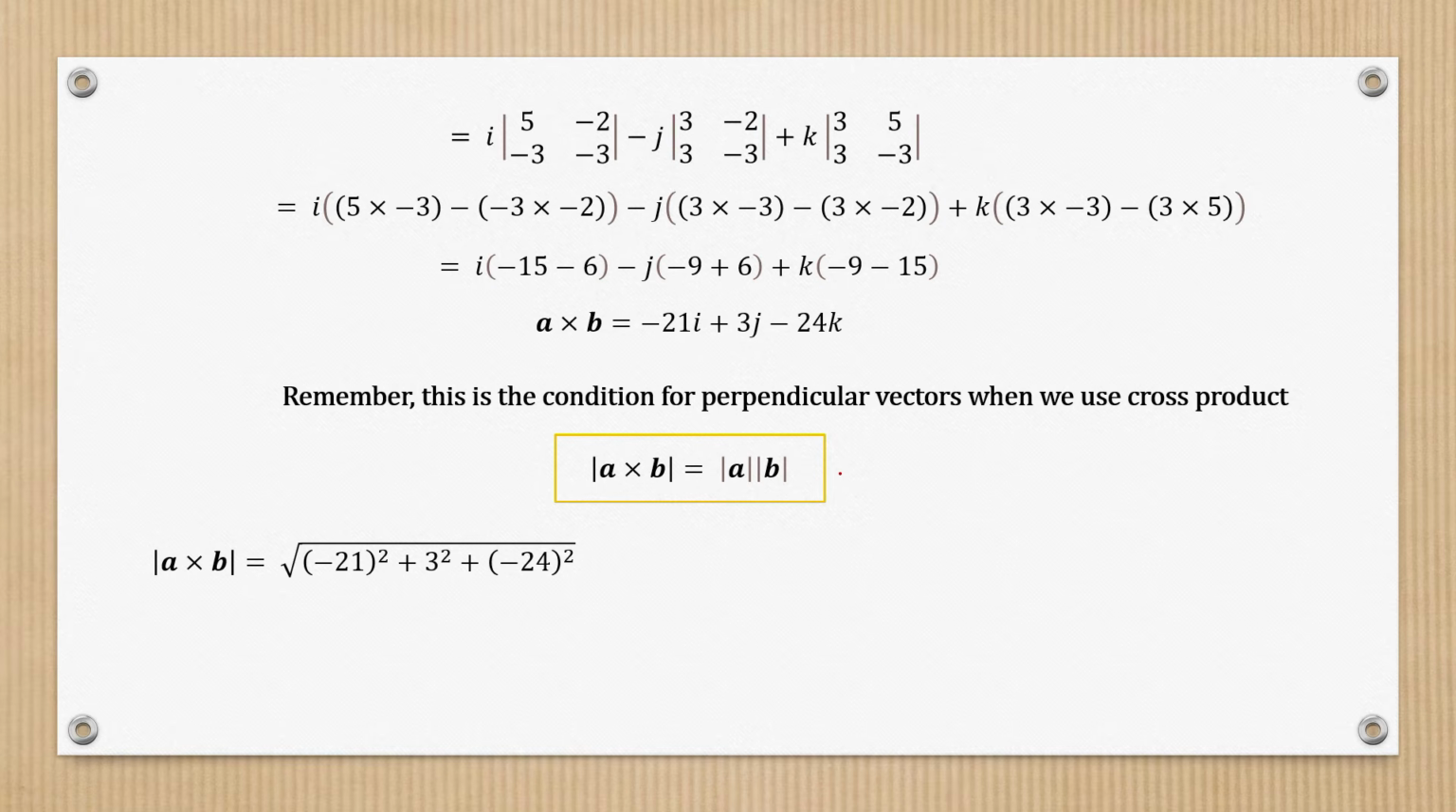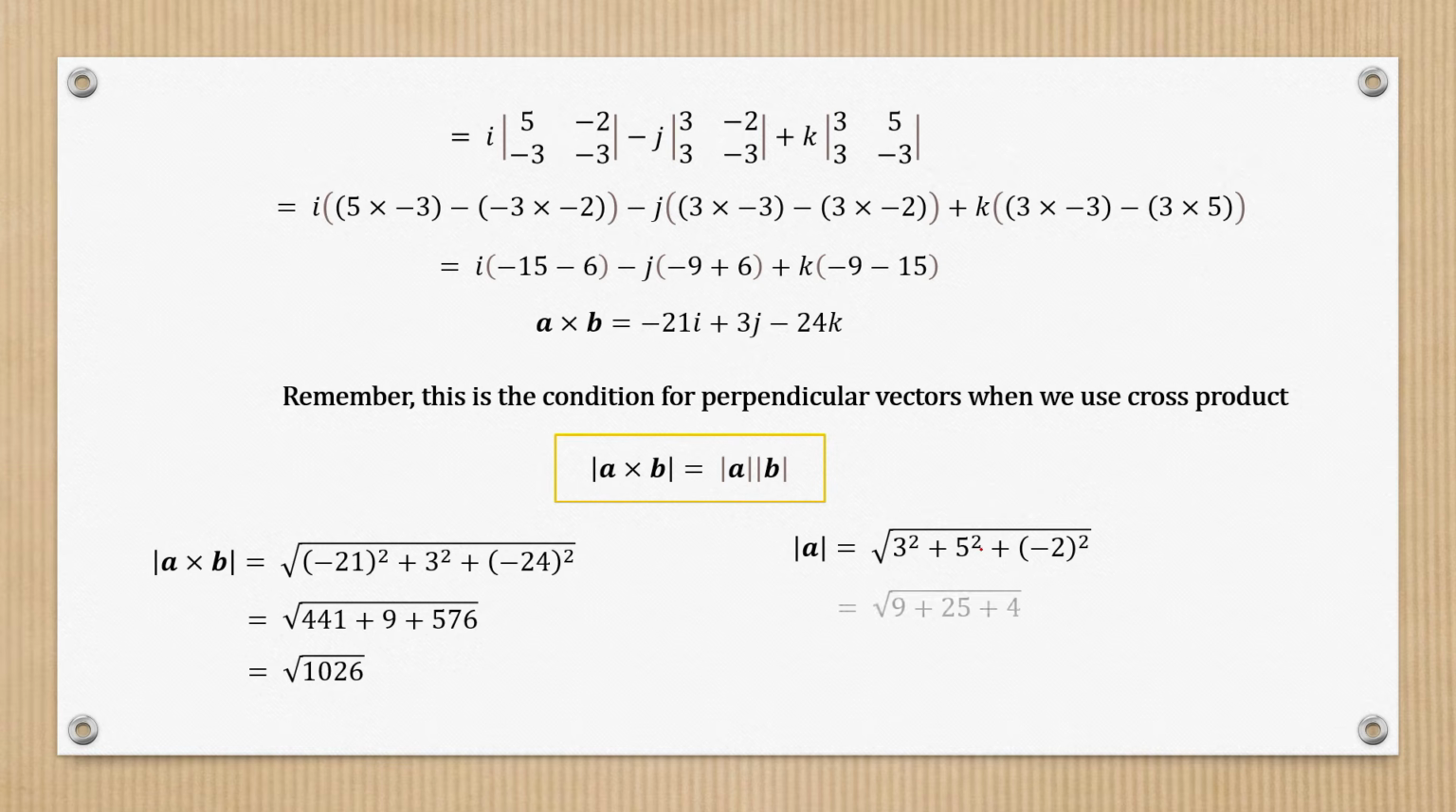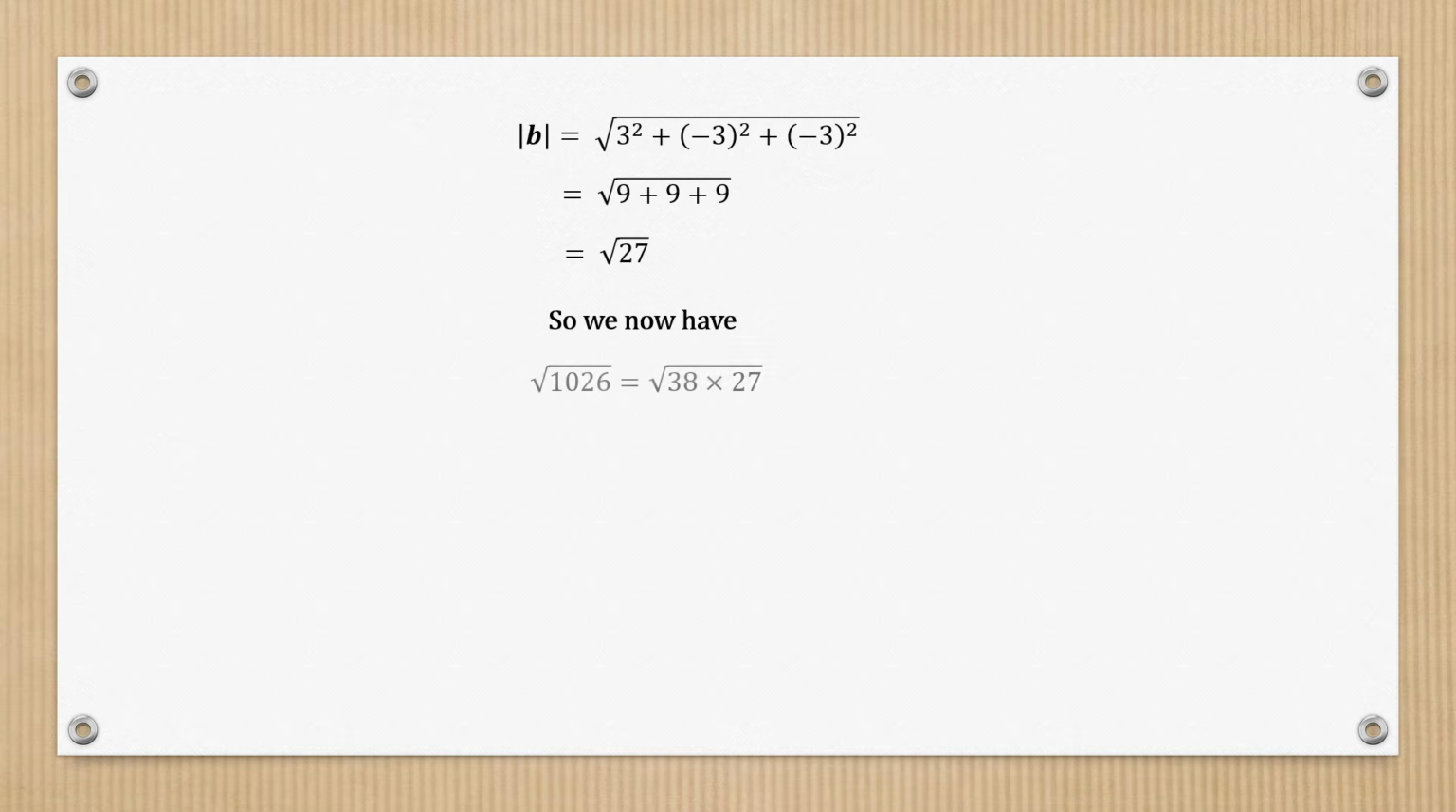So let's first find this. Let's find the magnitude of the vector product. So we're going to have square root of 1026. Then let's look at what we have on this other side. So the magnitude of A shall be equal to square root of 38. The magnitude of B shall be equal to the square root of 27. So on this other side we're going to have the square root of 38 times 27, which is the square root of 1026, equal to the square root of 1026 on the left hand side also.